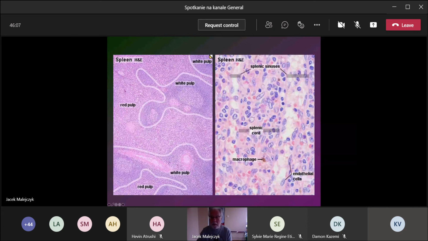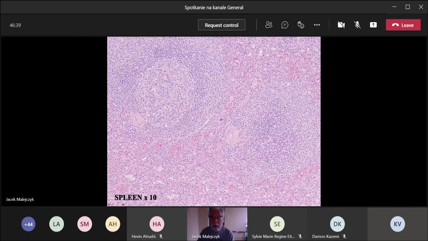Along them, you see what we call splenic cords, the arrangement of the lymphocytes. And of course, what we can find here are very numerous macrophages. This one has been identified because it has taken up some material, so it is easily visible. These are probably erythrocytes, because macrophages play a role as cells which eliminate the old erythrocytes, which may be captured in the splenic sinuses.